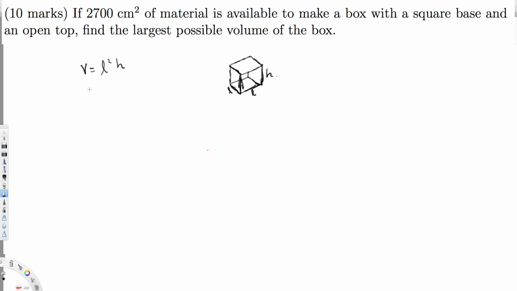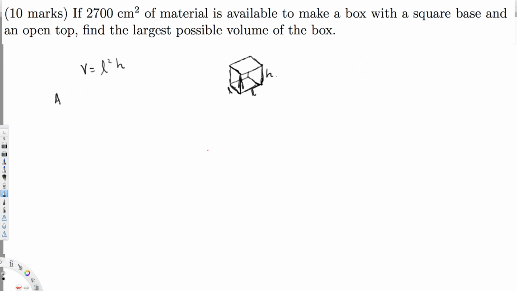In this case, if you look at the variables, we have two different variables. So to solve this one, I have to bring everything into one variable. In order to do that, I can take the equation of the area. They have given the area of this box, which is 2700 centimeters squared. Therefore, let's see how we can connect this with L and H.